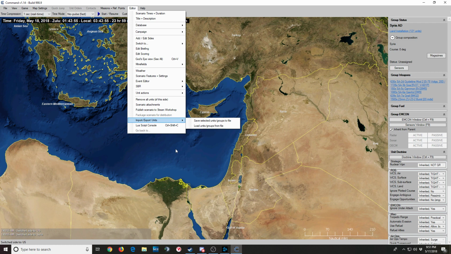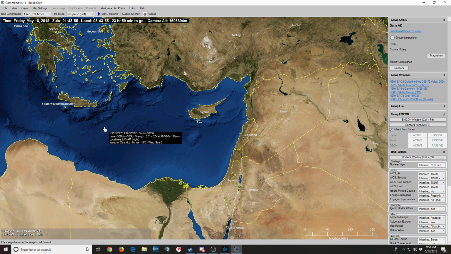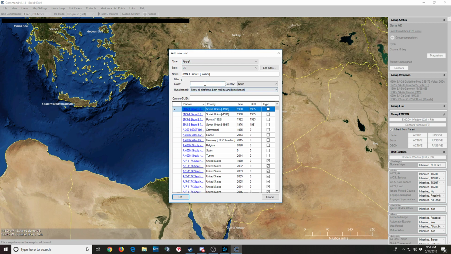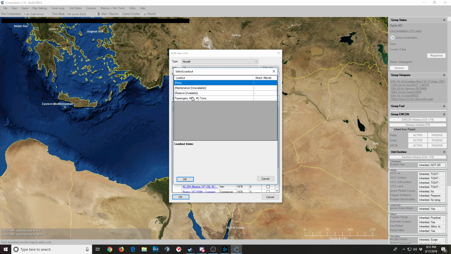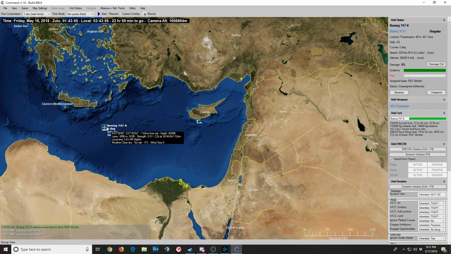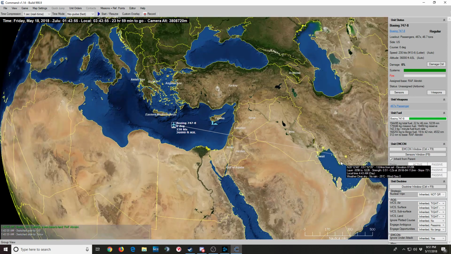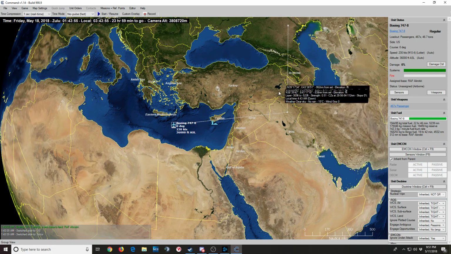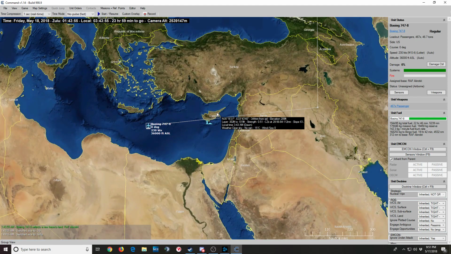And I'm going to add an aircraft, a Boeing 747. Passengers, 467. And they're going to be flying to Russia. Picked a bad route, buddy.